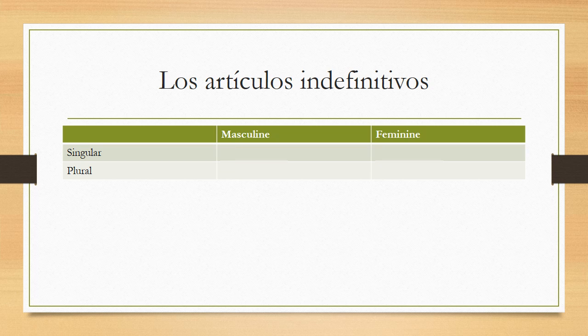And then the indefinite articles, there's 4 of them again. If something is singular and masculine, we use un. Masculine and plural, we use unos. Feminine and singular, we use una. Plural and feminine, we use unas. So a child, a boy, un niño. Some kids, some boys, unos niños. A girl, una niña. Some girls, unas niñas.